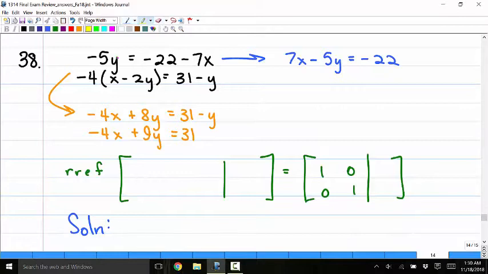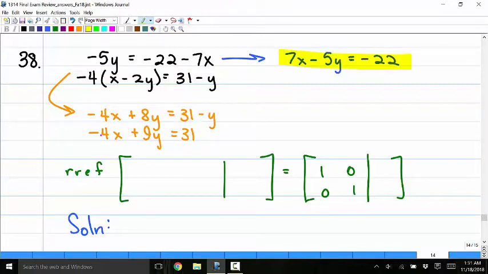For 38, I'm given this system. I need to write those equations in standard form first. And when I write this one in standard form, I need to move the 7x to the left, and I get 7x minus 5y equals -22. When I write this equation in standard form, I distributed the -4, and then I added y to both sides. So I got -4x plus 9y equals 31.